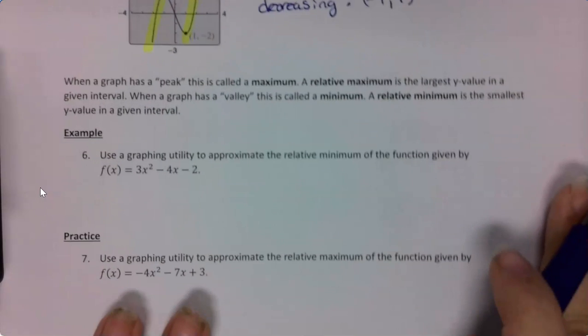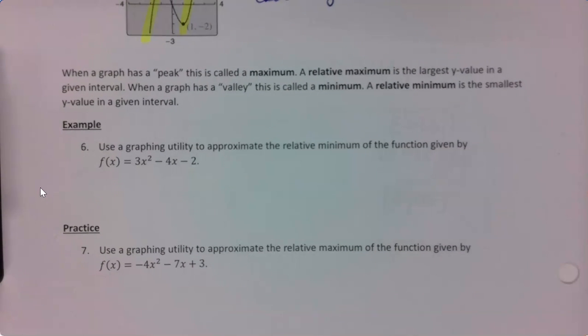So number 6 wants me to use a graphing utility to approximate the relative minimum of the function given by this. So if you haven't already, go ahead and grab a calculator.